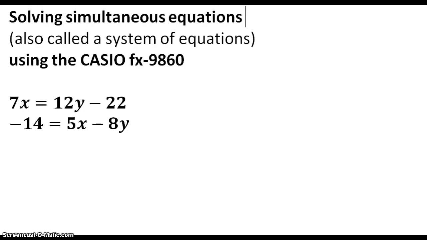We're solving simultaneous equations, also called a system of equations. We're using the Casio fx-9860. You may have another letter here, it doesn't really matter. So what we're going to be working on is, first we need to put this in the correct format. The format that we need is ax plus by equals c. Okay, so we need to put it in that format.